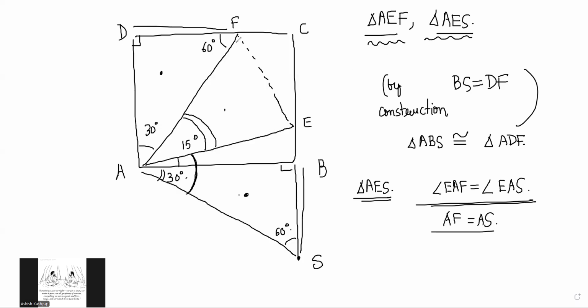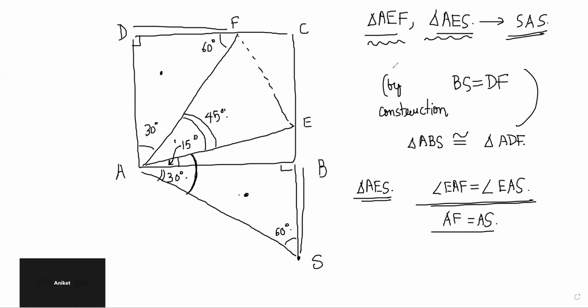AE is a common side. AF is equal to AS. Sir, and the middle angle is 45. In the question, it was BAE is equal to 45 degree. Yes, sir, 45. That 15 is for this only. Okay, sir. We have a congruency by SAS here.